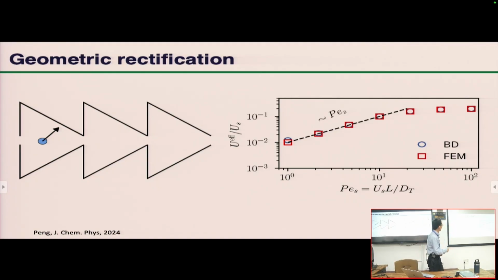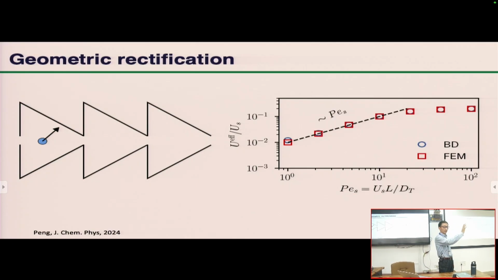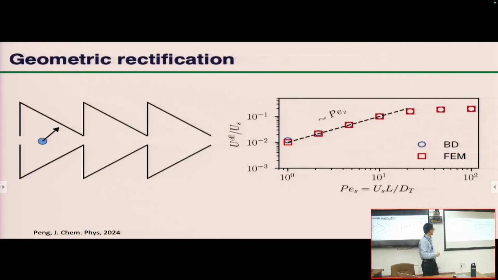Okay, so last time we were talking about geometric rectification. What happens in this context is we have a particle, in this case in the channel. The channel is left-right asymmetric. And if we think about a Brownian particle, a passive particle, if you put that into this channel, on average, they're not going to go anywhere because it's in equilibrium.